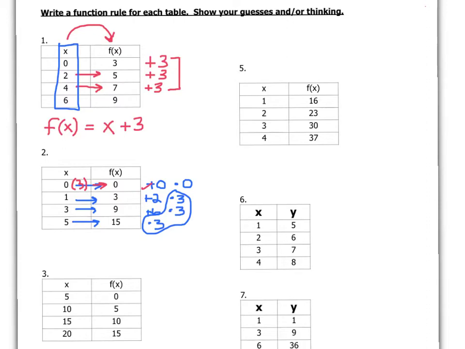So let's write it. The function of x. Now we're doing multiplication, so we need to make sure we write 3x. Whenever we take the x, because that changes, and we multiply it by 3, we're going to get the function of that x. We're going to get the answer. All right, let's look at number 3.